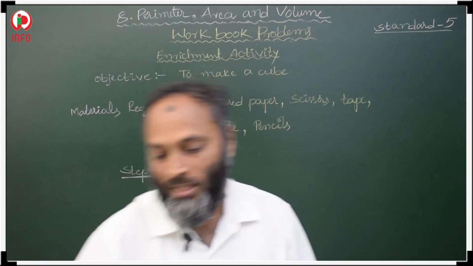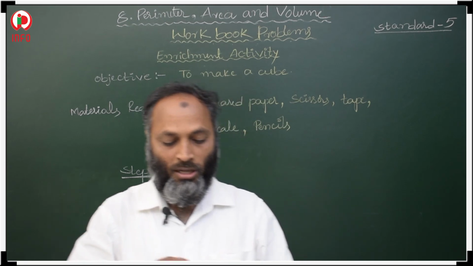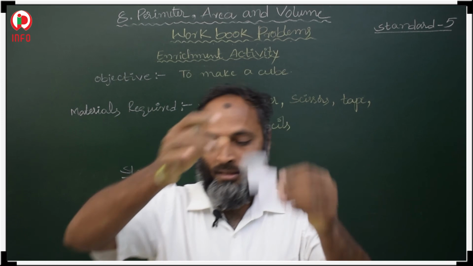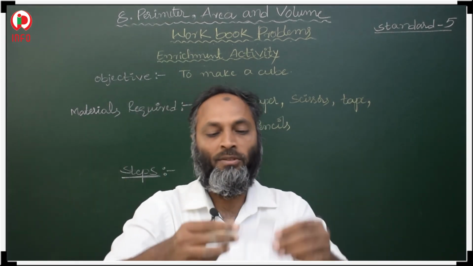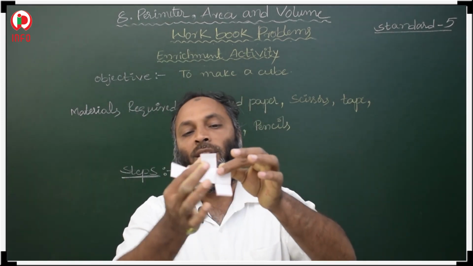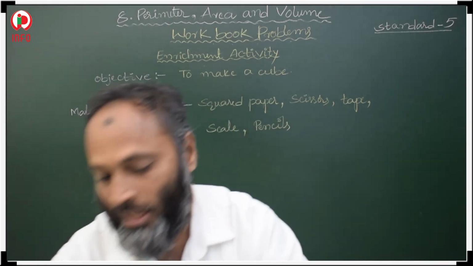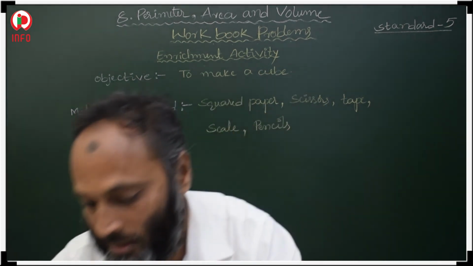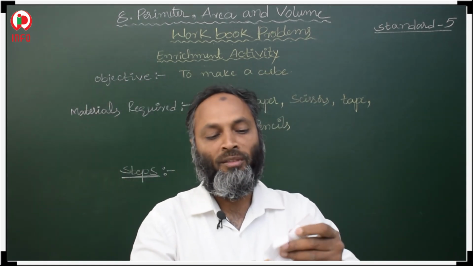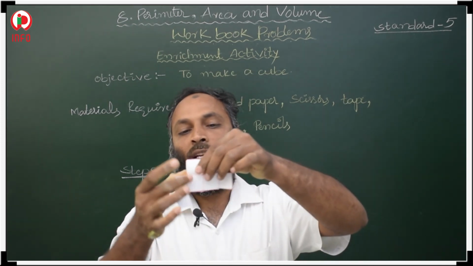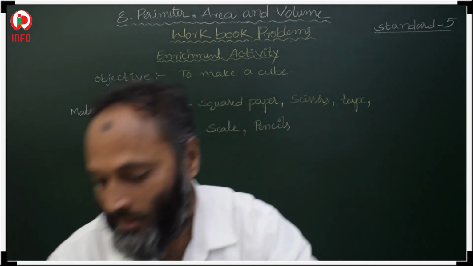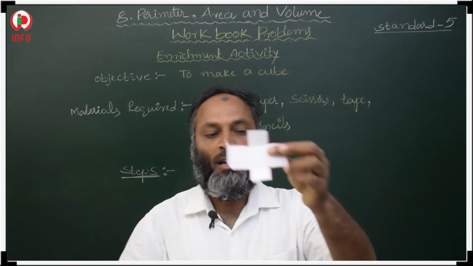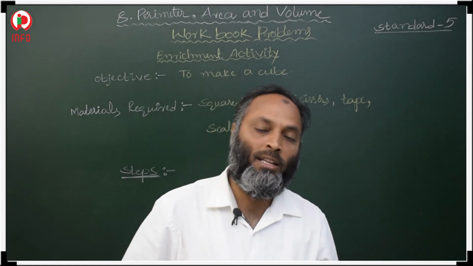How many squares are there in all these patterns? Total 1, 2, 3, 4, 5, 6: six squares. In the second, how many squares do we have? Six squares. Here, how many squares? Six squares. Here also, six squares. In all the patterns, six squares are there.